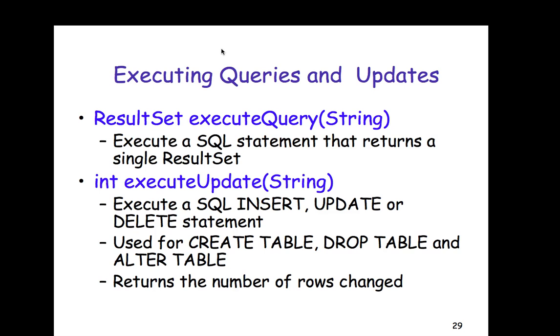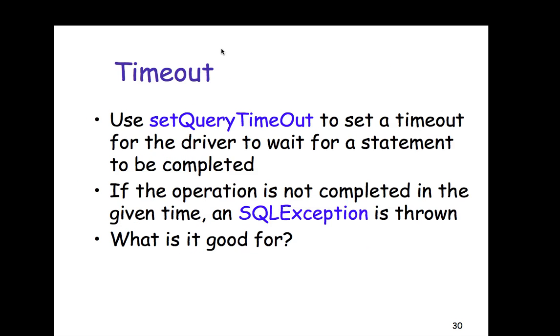So in terms of the result set, execute query executes an SQL statement that returns a single result set. So these are the methods, actually. Execute update is going to execute an SQL insert, update, or delete statement. It's going to return the number of rows that have been changed. Very similar to if you were in the SQL Plus window. It says one row created, one row deleted, or something. It's going to give you the number of rows. And where else can you get a timeout?